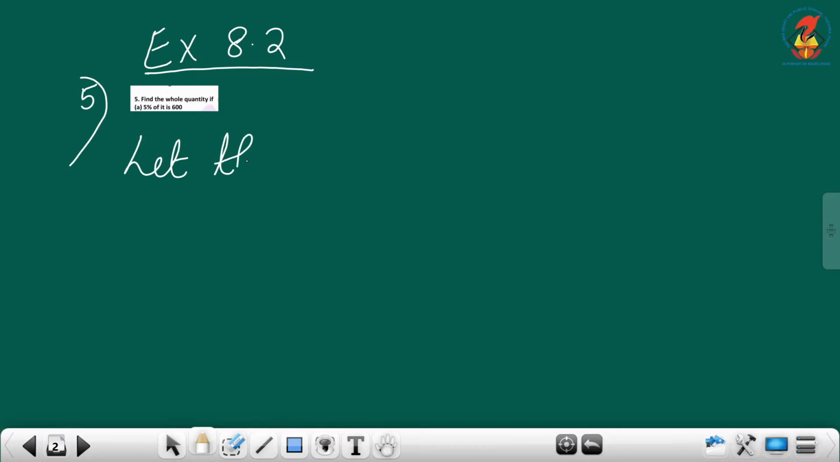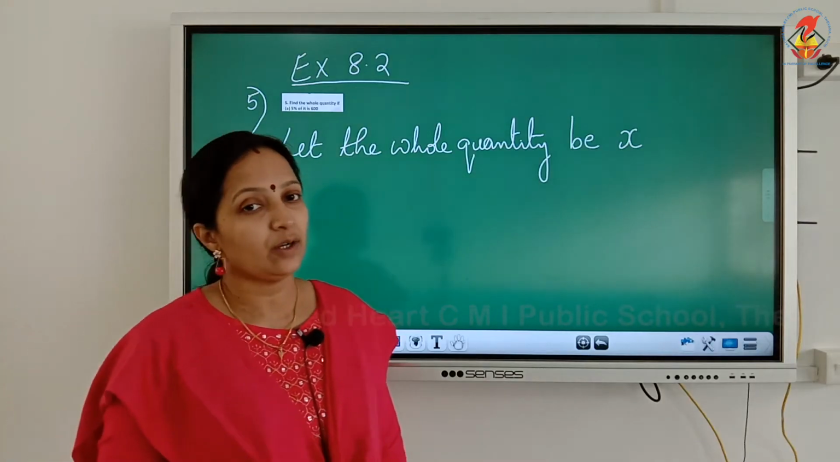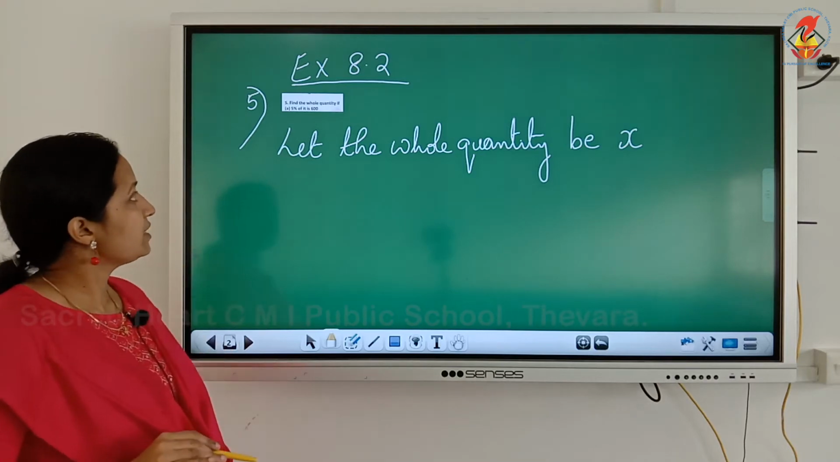Let the whole quantity be x. We took a variable for that. So we don't know what the whole quantity is. What is given in the question? We have to find the whole quantity, and 5% of the whole quantity is 600.